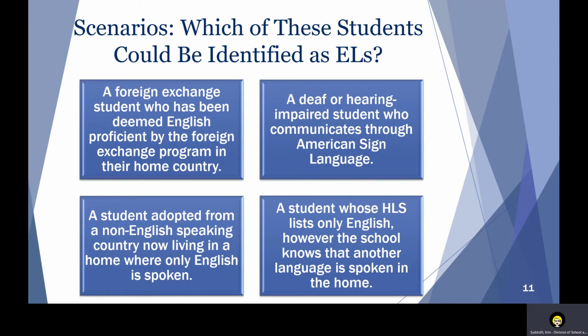So we have a few scenarios in which we need to determine which of these students could be identified as ELs. Scenario 1, a foreign exchange student who has been deemed English proficient by the foreign exchange program in their home country. Scenario 2, a deaf or hearing impaired student who communicates through American Sign Language. Scenario 3, a student adopted from a non-English speaking country, now living in a home where only English is spoken. And scenario 4, a student whose HLS lists only English, however, the school knows that another language is spoken in the home.